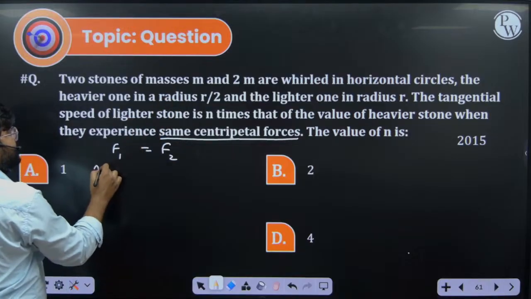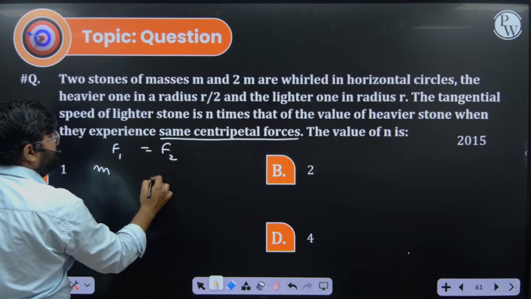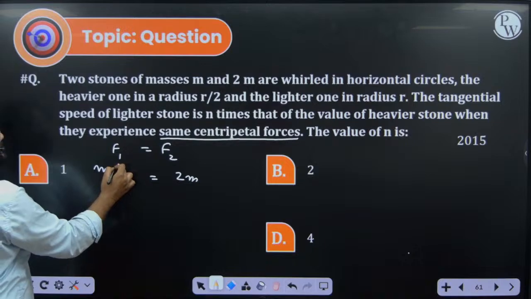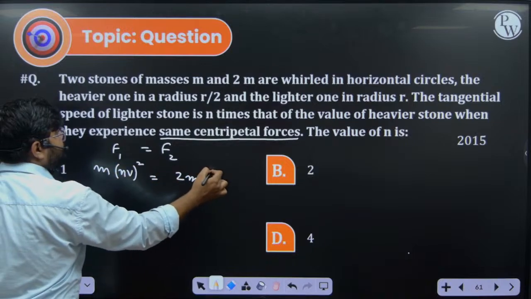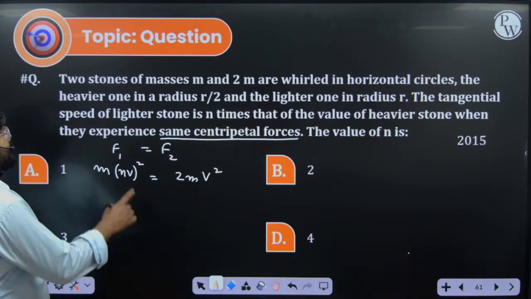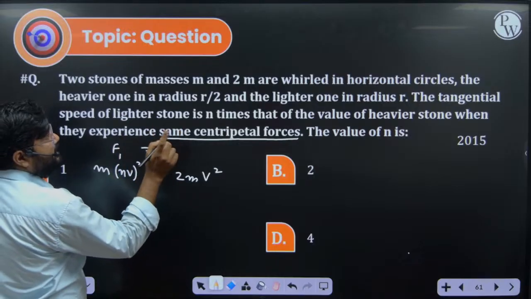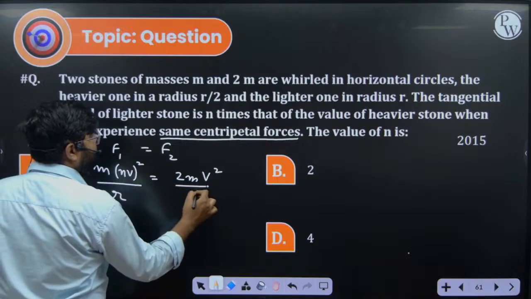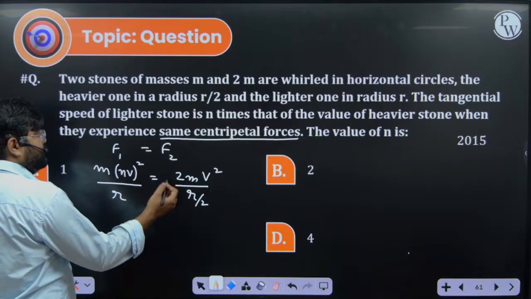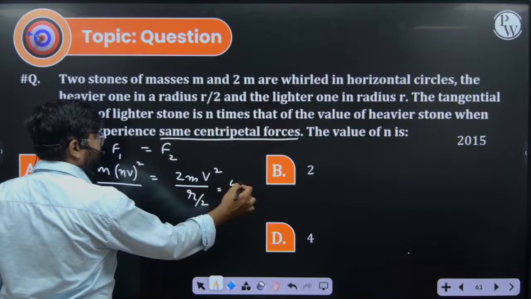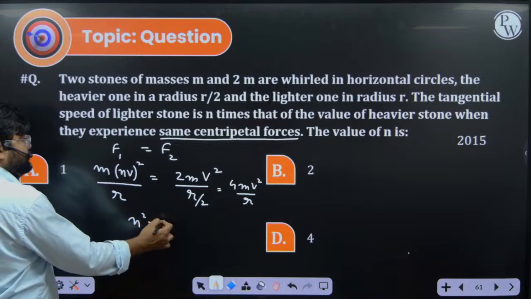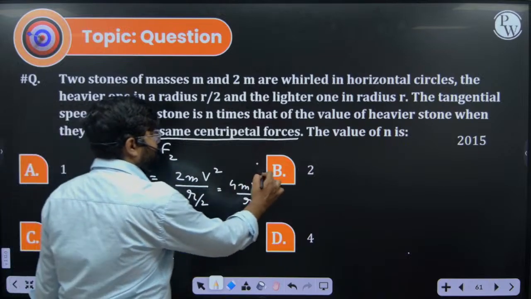So the first mass is m, the other one is mass 2m, mv square by r, right? Speed of the lighter stone is n times the speed of the heavier stone. The lighter one is in radius r, the heavier one in radius r by 2. Now we can solve and find n. So this is 4 mv square by r, I think. mv square I can cancel, n square equals 4, so n is equal to 2. Answer is option B.